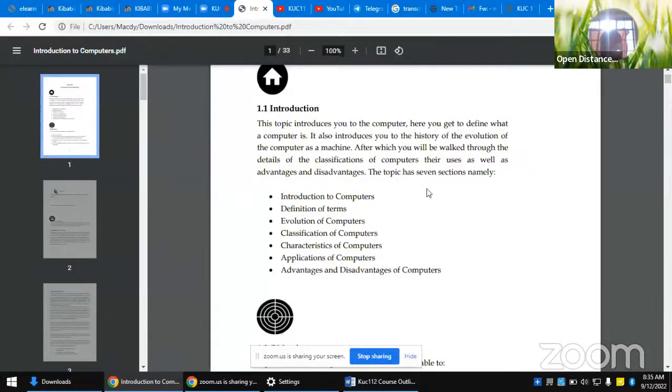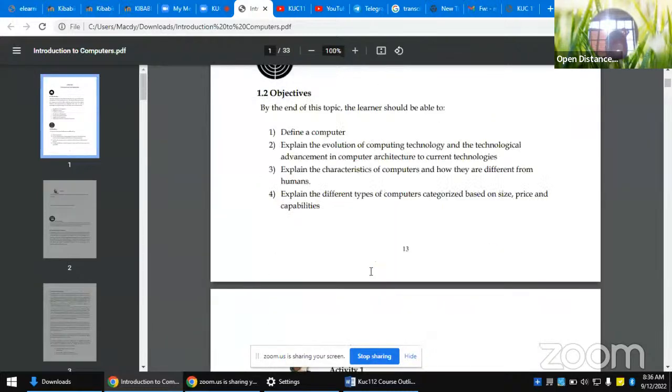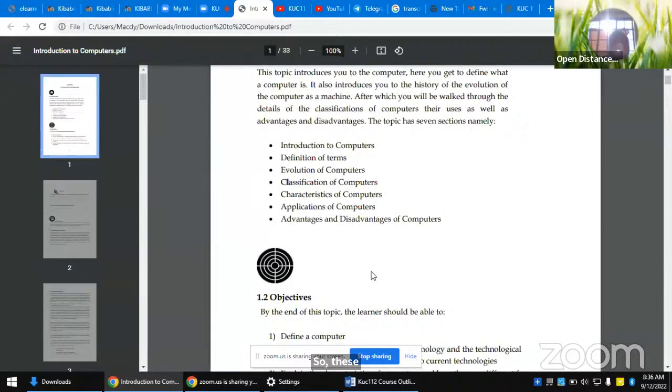The topic has seven sections, because we already said in the course outline very clearly that we are going to handle certain sections. So for this particular section, we are going to have Introduction to Computers, definition of terms, evolution of computers, classification of computers, characteristics of computers, application of computers, advantages and disadvantages of computers. So these are the main things that we are going to look at in this particular topic.